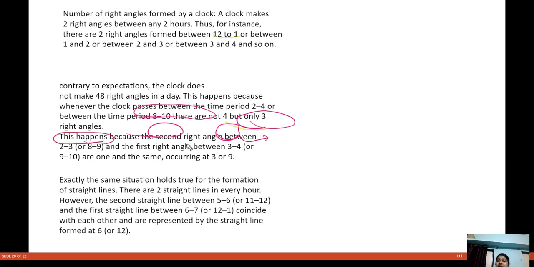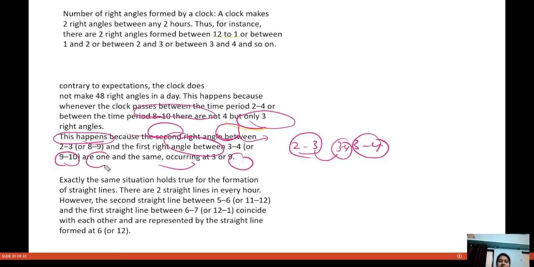And why is this happening? Because the second right angle between 2 and 3 and the first right angle between 3 and 4 coincide. And then we are saying the second right angle between 8 and 9 and the first right angle between 9 and 10 are coinciding.